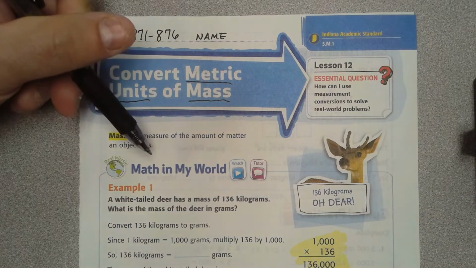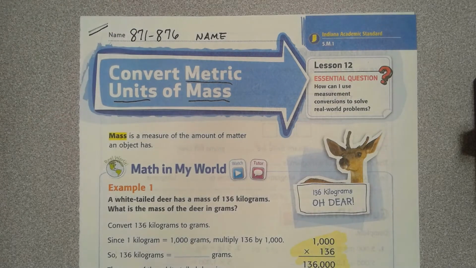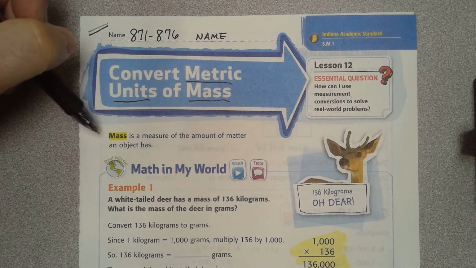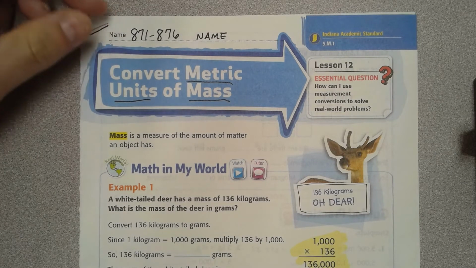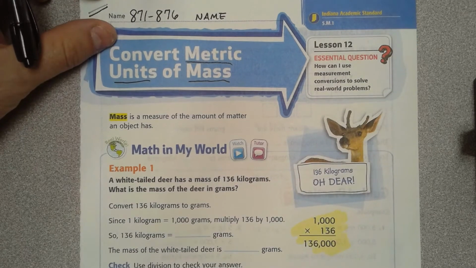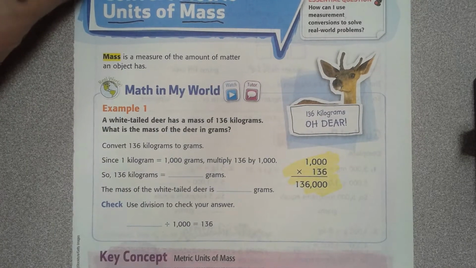Mass is the measure of the amount of matter an object has. We talked about that in science at one point in time. Again, it's how much stuff is inside of something. It's not necessarily what it weighs, but it's just how much stuff is inside of it. So let's go ahead and move into the lesson here.